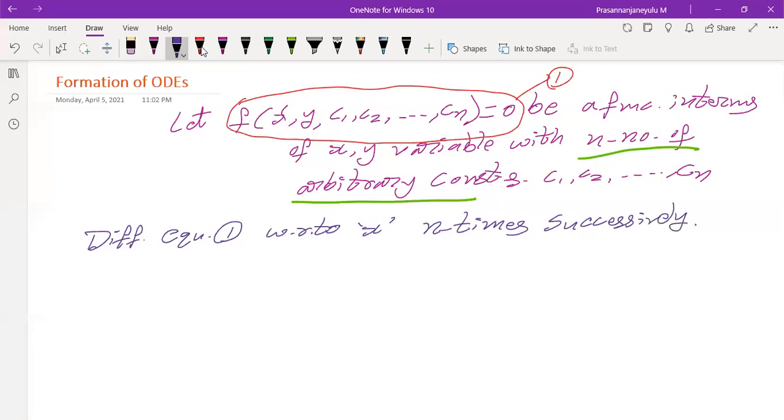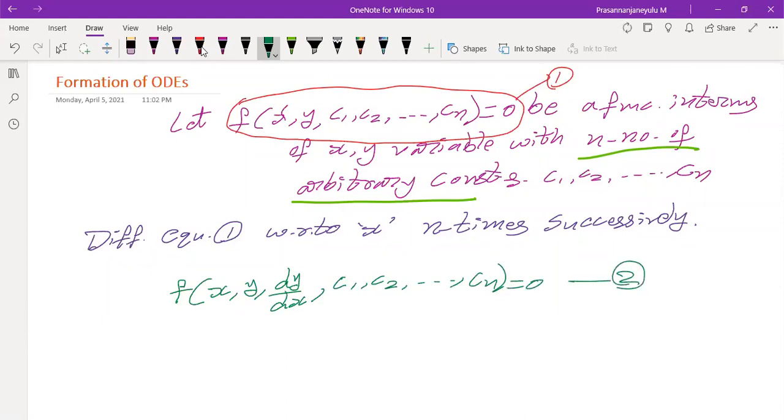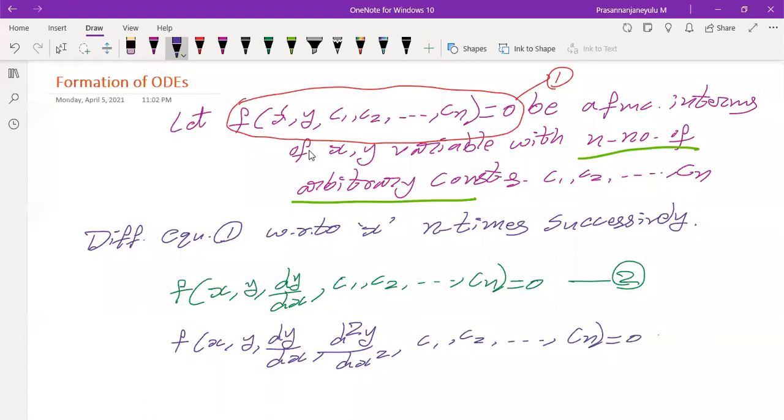If we do one-time differentiation, what are we going to get? The first order derivative. F of x, y, dy by dx, c1, c2, and so on, cn is equal to 0, because in general we take y as a function of x. There may be a chance one arbitrary constant can go off, but since we are writing the function in terms of all of them, we must write it like this. Next, if we do one more differentiation, we get f of x, y, dy by dx, and the second order derivative d square y by dx square, comma c1, c2, and so on, cn is equal to 0. Take it as equation number 3.